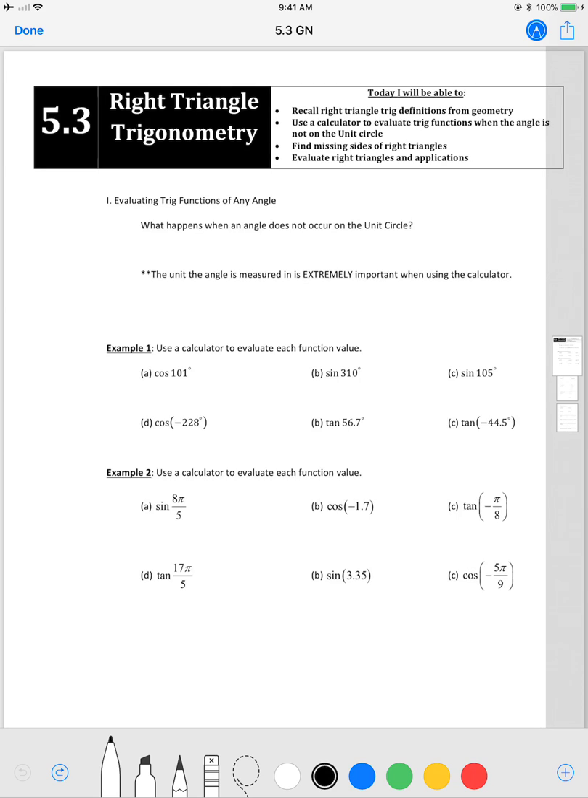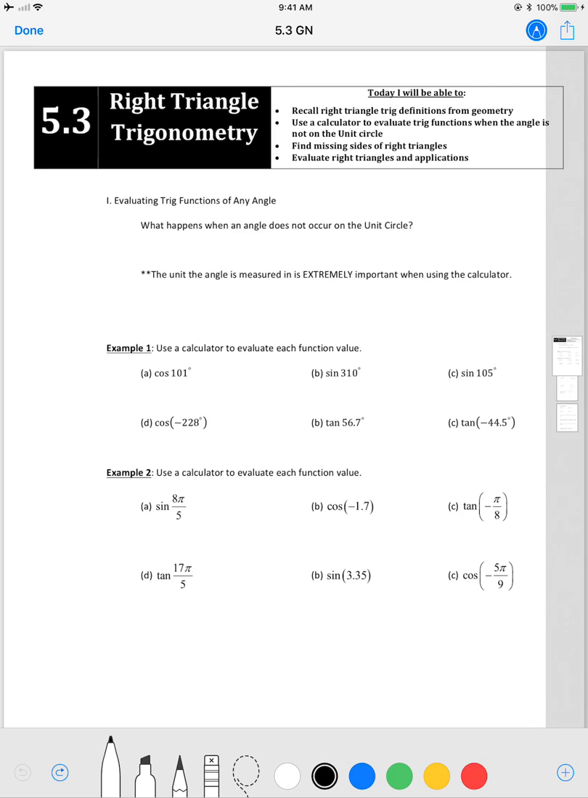We're going to be talking about section 5.3 today. This is all about right triangle trigonometry. So this, again, should be pretty familiar from geometry, whether that was last year, the year before, more than that. I'll refresh your memory, and hopefully this section shouldn't be too difficult for us.